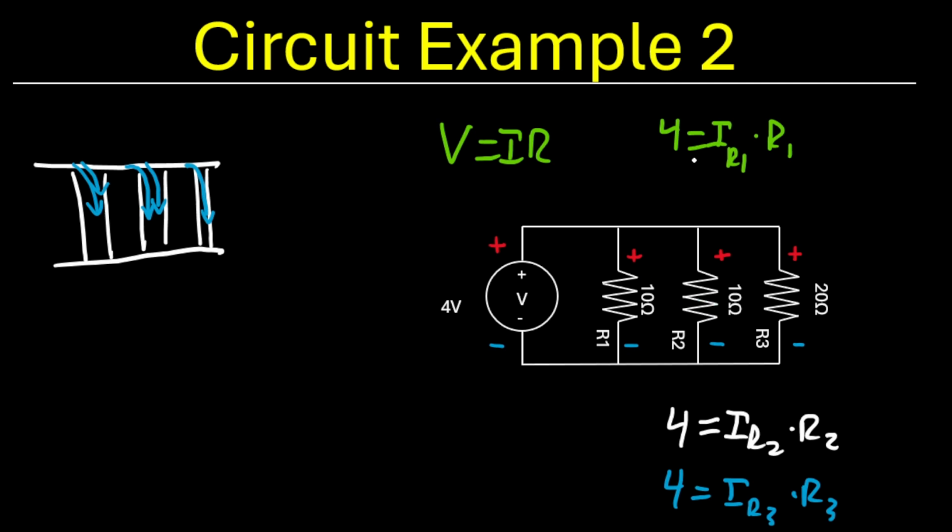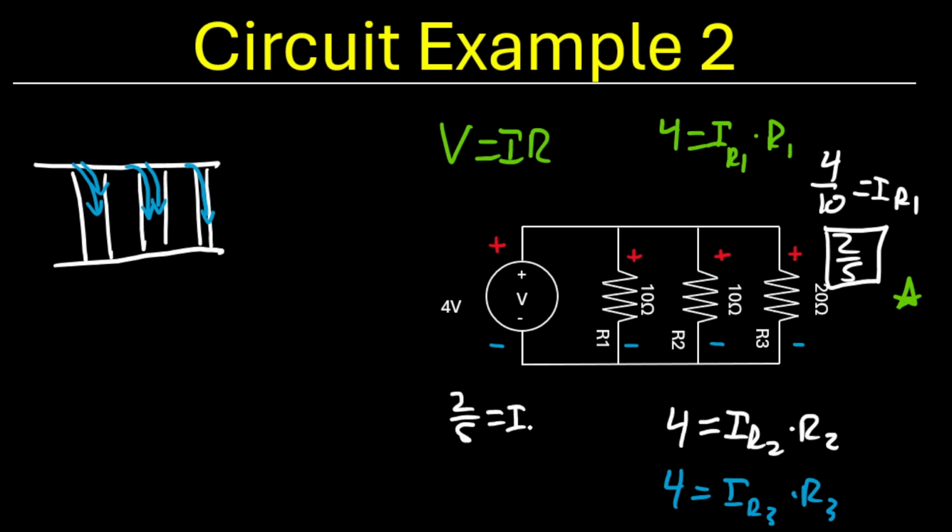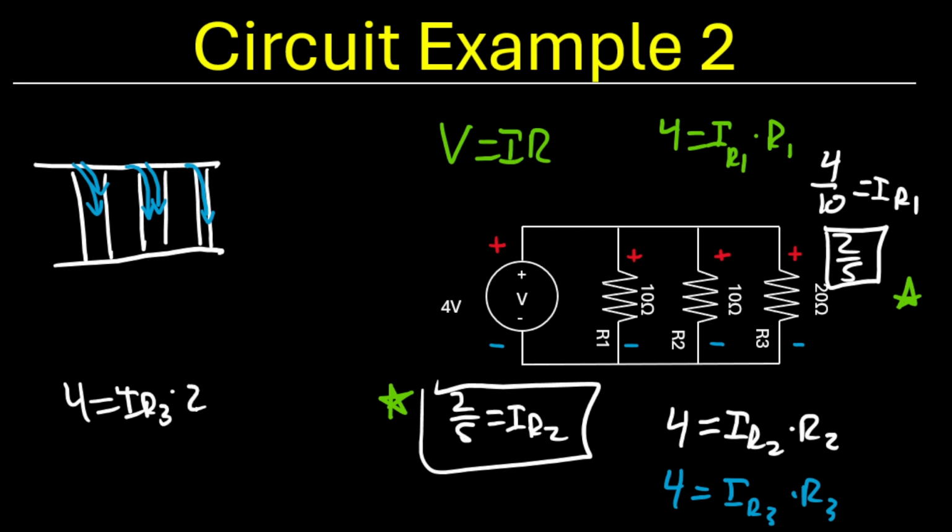So let's prove this. We've got 4 equals IR1 times R1, R1 being 10. 4 over 10 equals IR1, or 2/5. All right. Now if we move on to IR2, we know R2 is again 10 ohms. So we've got 2/5 equals IR2. All right. And now as we were just discussing, we should see half the current flowing through R3, right? So we've got 4 equals IR3 times 20, which gives us 1/5 of an amp for R3's current.